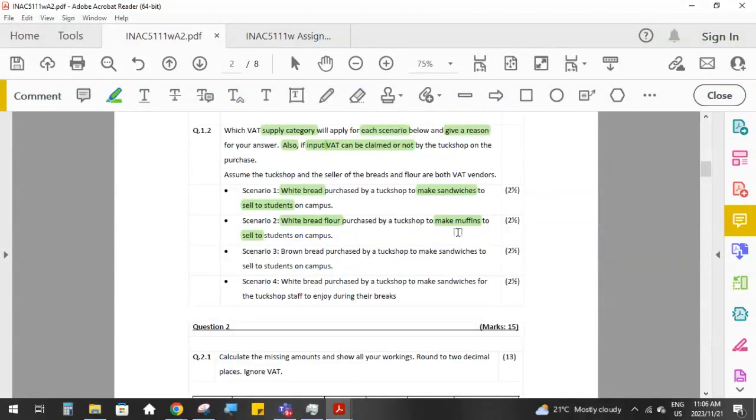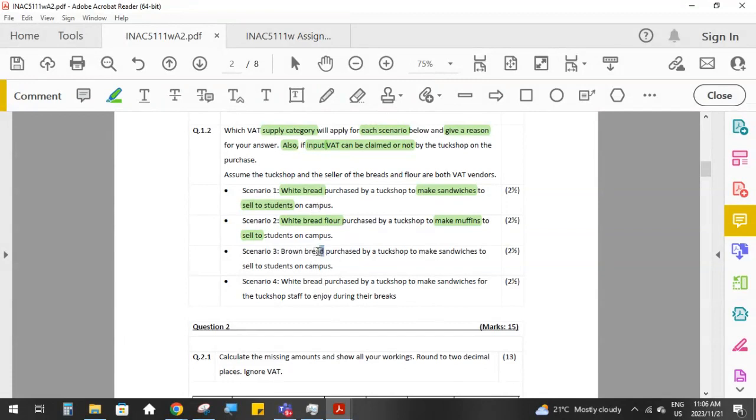So even if we were going to make the muffins and consume the muffins ourselves, that would be a non-allowable usage of the input. But even then, it would be irrelevant because there's no VAT charged on white bread flour.